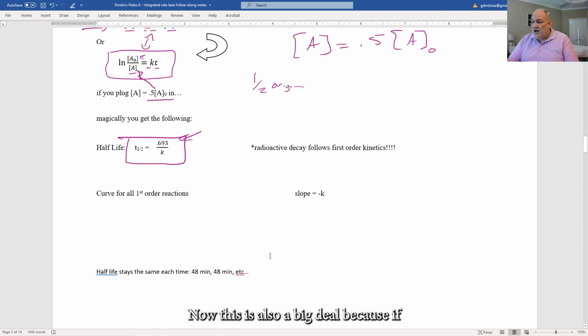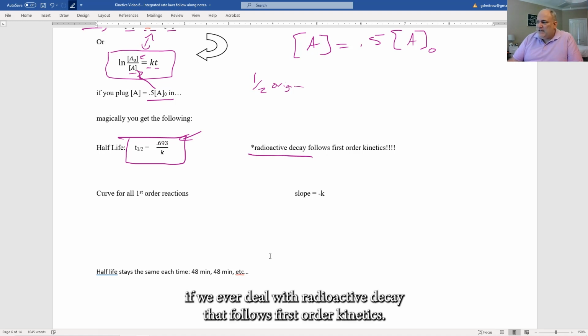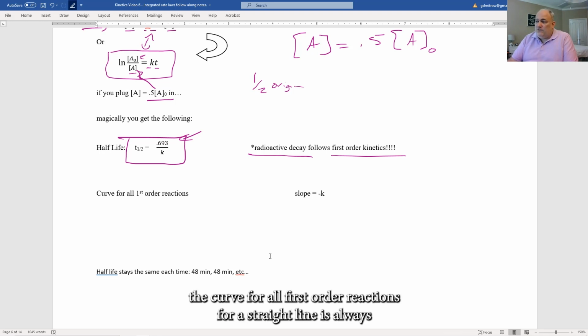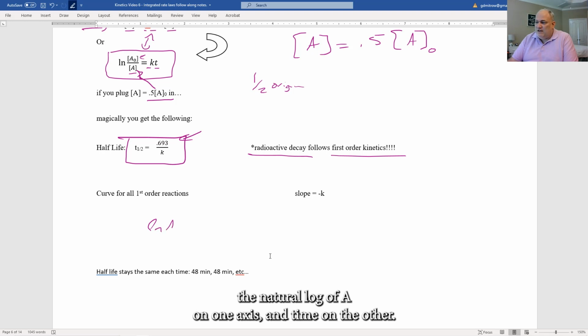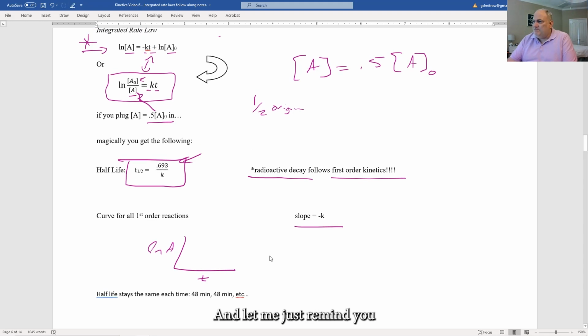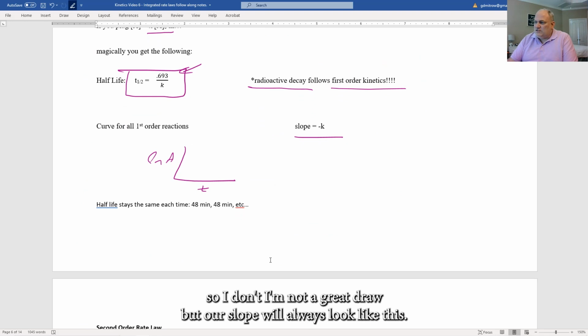Now, this is also a big deal because if we're ever dealing with radioactive decay, that follows first order kinetics. And so here's what's a big deal on this. The curve for all first order reactions for a straight line is always the natural log of A on one axis and time on the other. The slope is always going to be negative k, and let me just remind you, I'm not a great drawer, but our slope will always look like this.